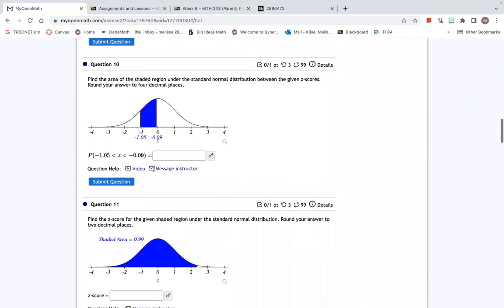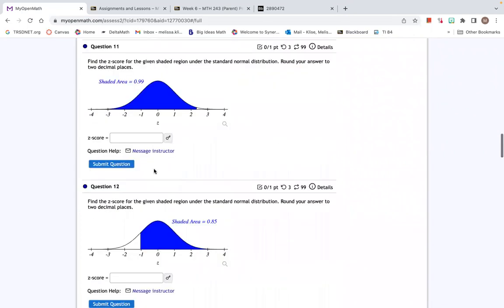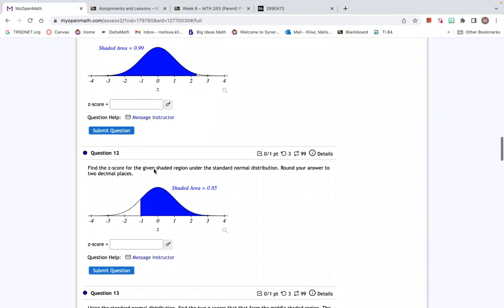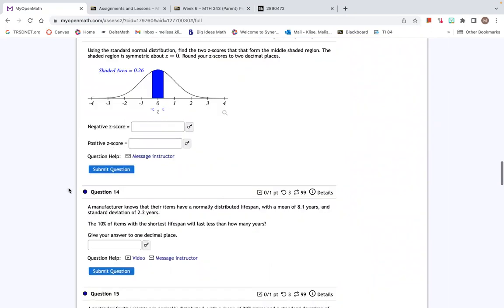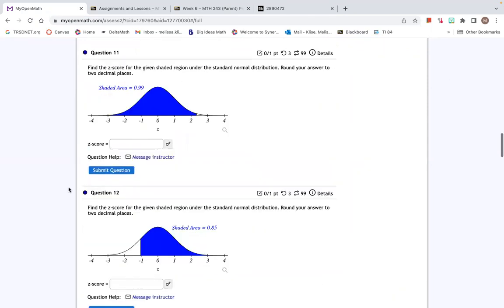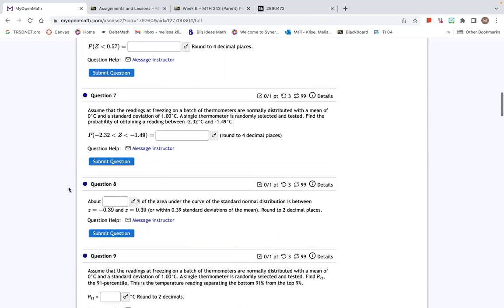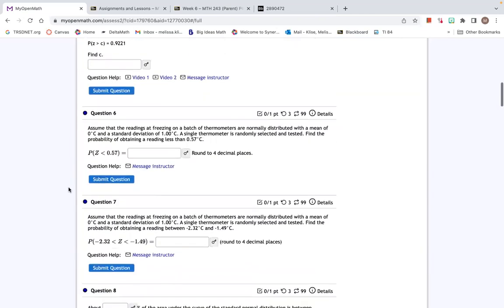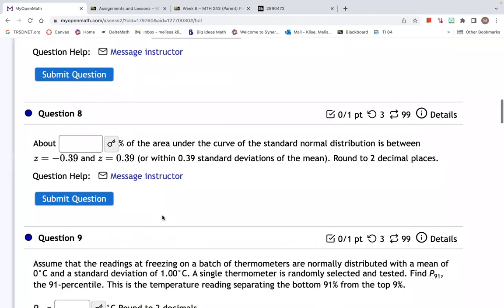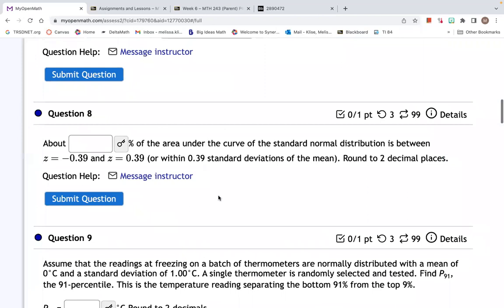No, actually. I mean, I probably will have questions on those as well. The one I'm stuck on says about blank percent of the area under the curve of the standard normal distribution is between negative 1.39 and positive 1.39. Oh, this one right here. And so what I got was 80. Well, I rounded it up and it was 84%, I think.